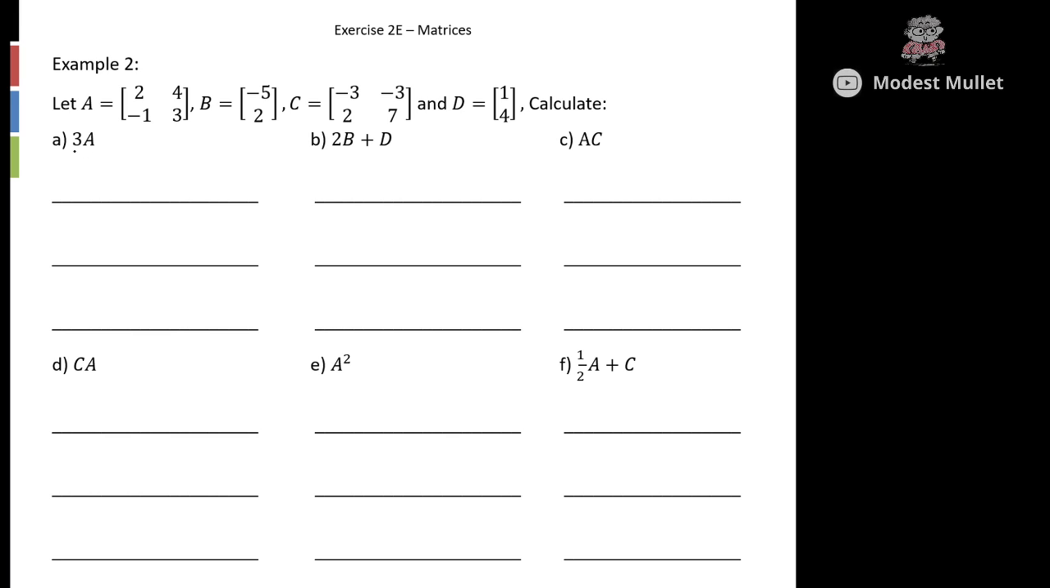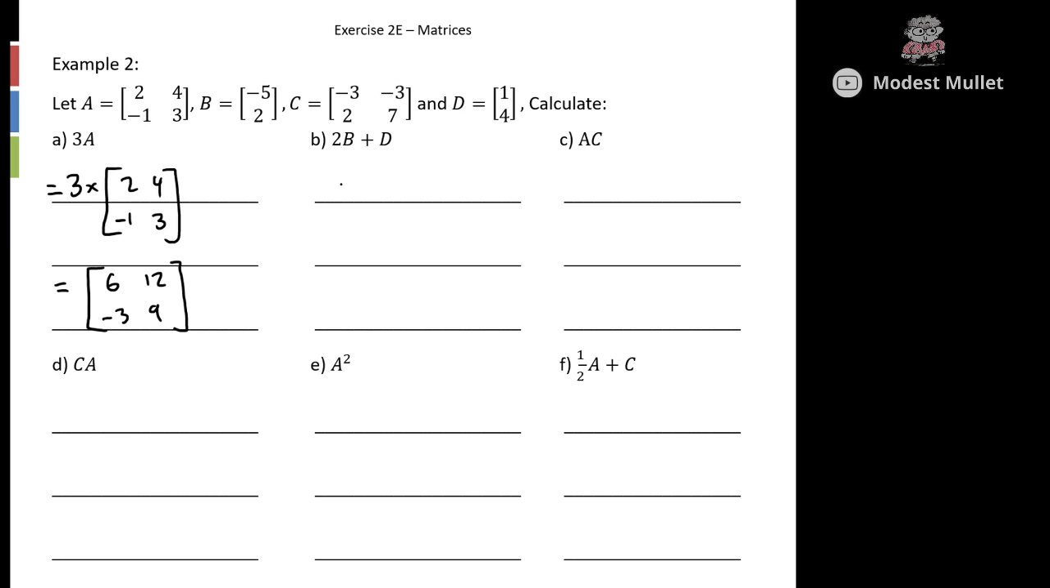So, 3A. This is a scalar multiplication. 2, 4, -1, 3 is equal to, we just multiply the scalar in front by every element inside, so we get 6, 3 times 4 is 12, 3 times -1 is -3, 3 times 3 is 9.